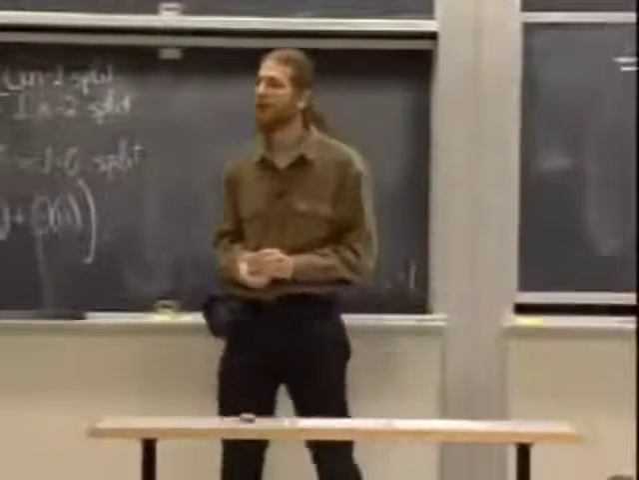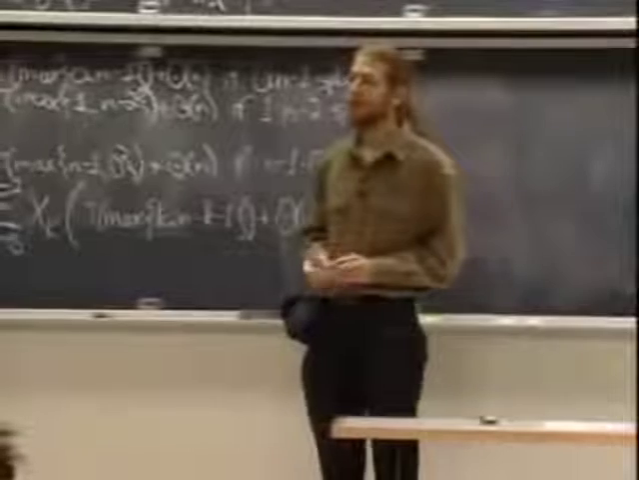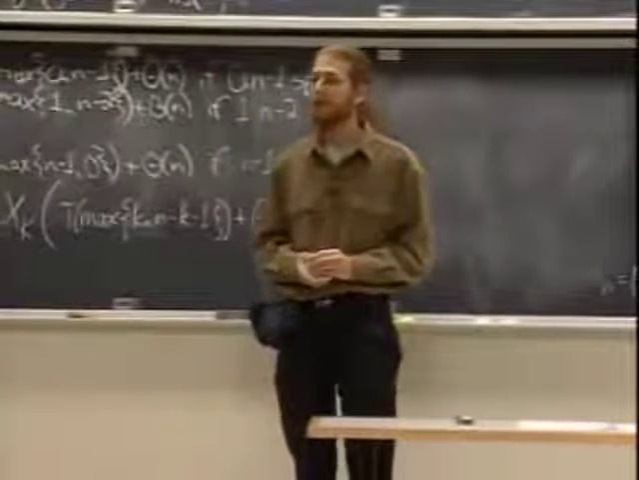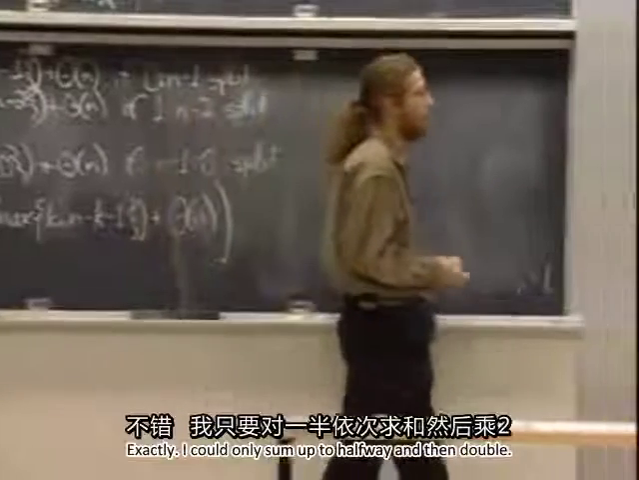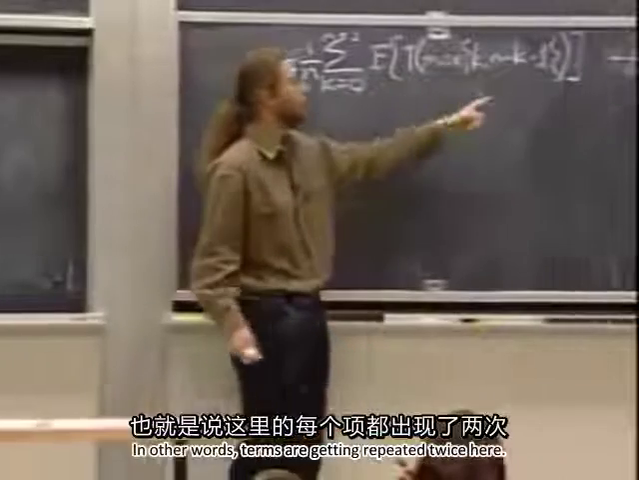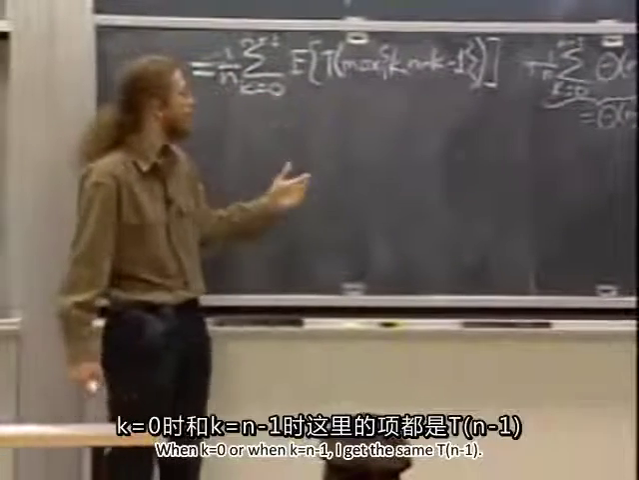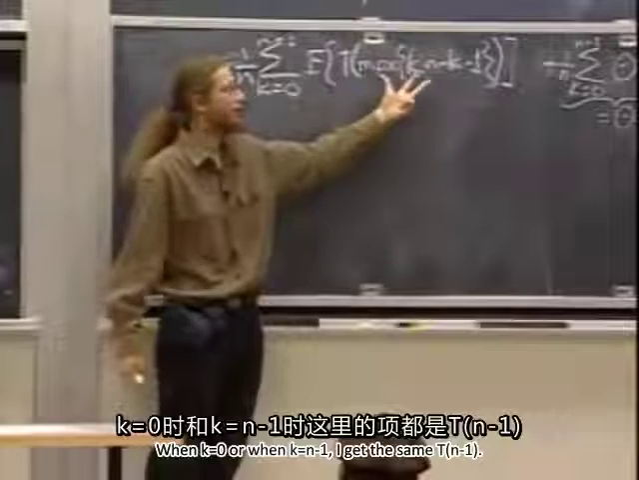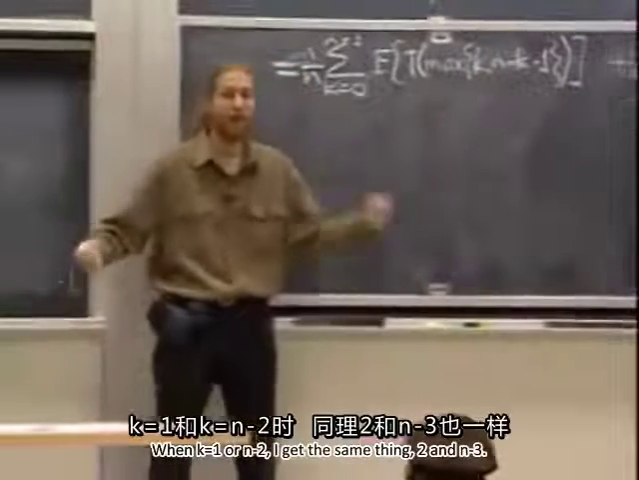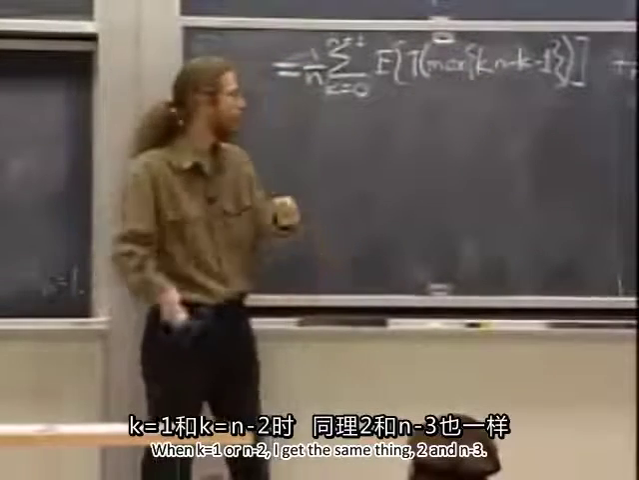Yeah? You can only sum up to halfway and then double. Exactly. I could only sum up to halfway and then double. In other words, terms are getting repeated twice here. When k is 0 or when k is n minus 1, I get the same T of n minus 1. When k is 1 or n minus 2, I get the same thing, T of n minus 2.